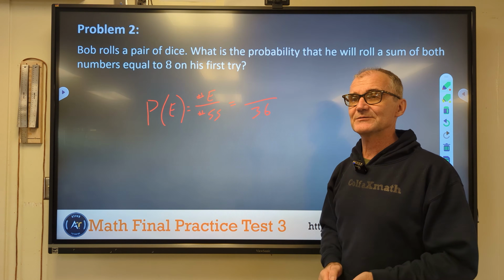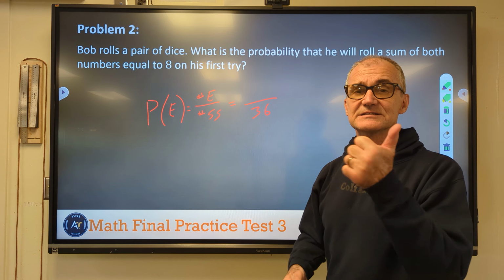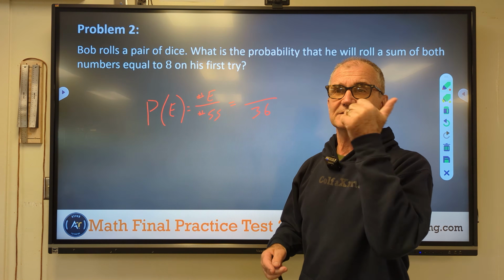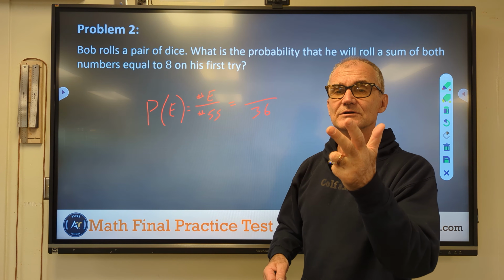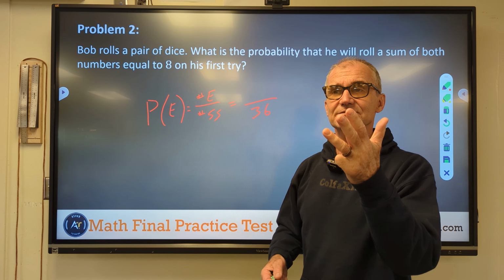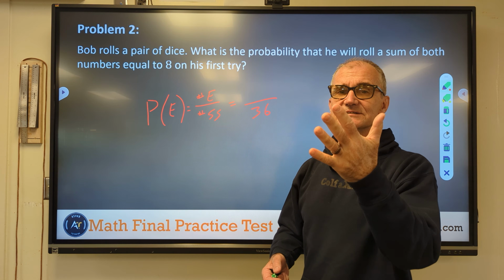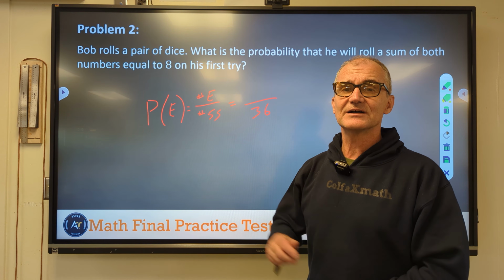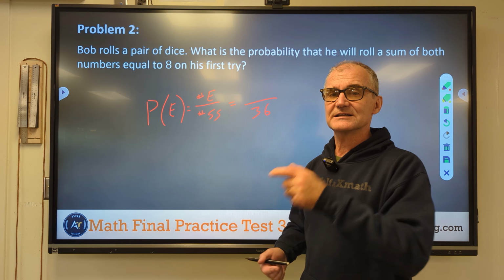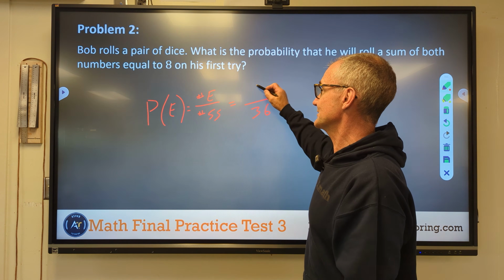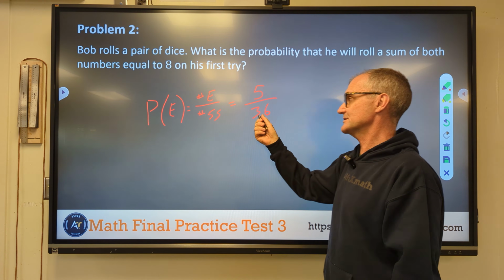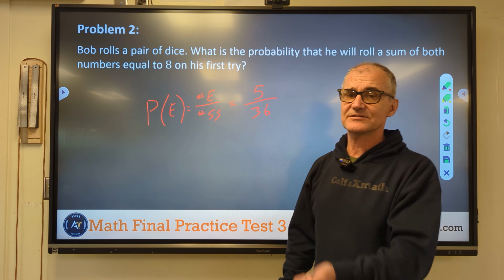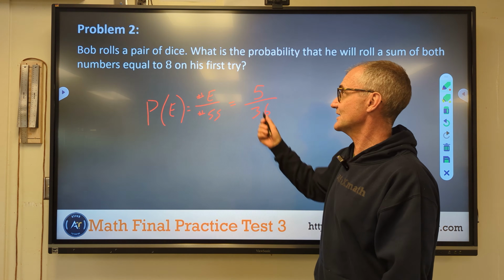Now I have to figure out how many ways I get an 8. Well, I get a 6 and a 2, a 5 and a 3, a 4 and a 4, a 3 and a 5, or a 2 and a 6. So there are 5 possible ways to get an 8. So my probability is 5 ways to get an 8 over the total sample size of 36. So the answer is 5/36.